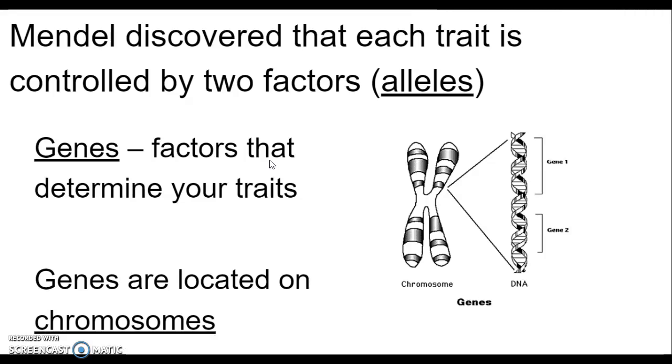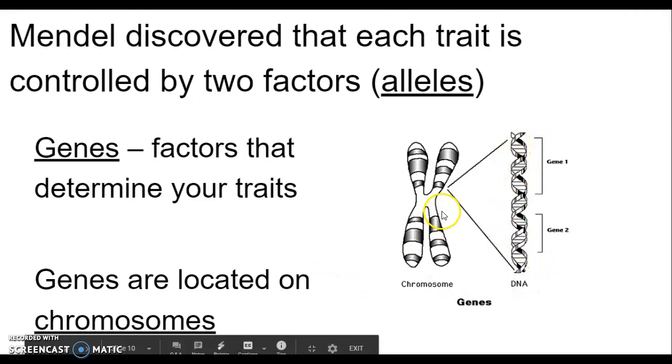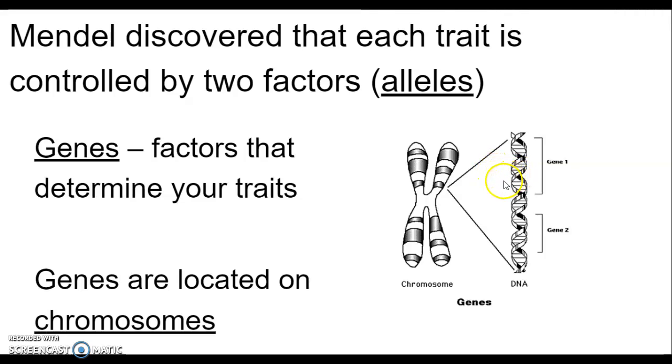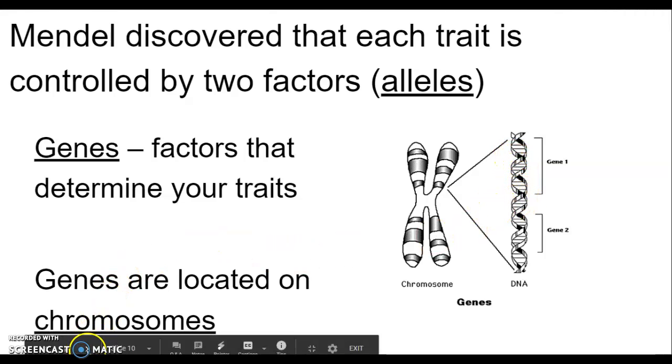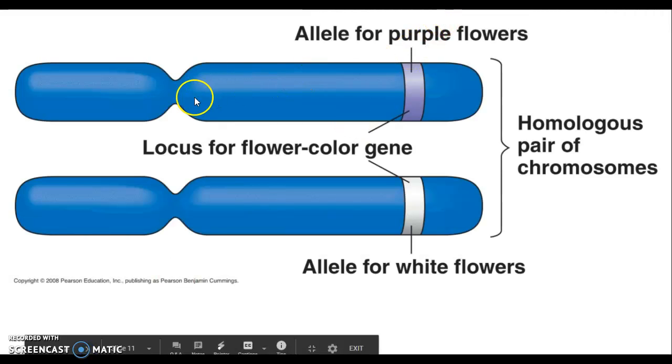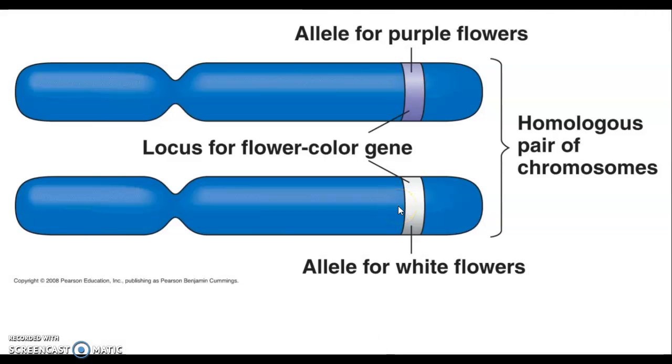Mendel discovered that each trait was controlled by two factors, and the factors that determine your traits are on our chromosomes. And on those chromosomes, in different segments, there are genes that are located on those chromosomes. So we know this. We just finished talking about mitosis. We know that these genes are located on these chromosomes and that each cell is going to have copies of these chromosomes. So you have 2 copies of every gene, 23 pairs.